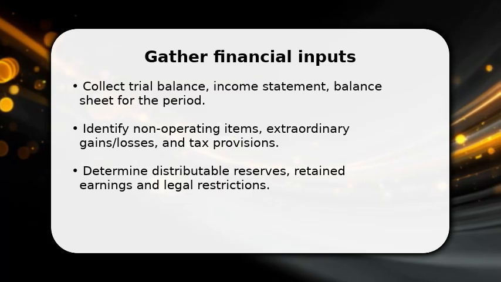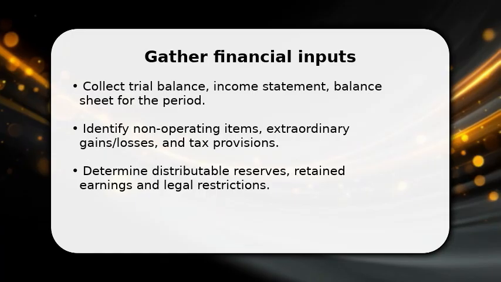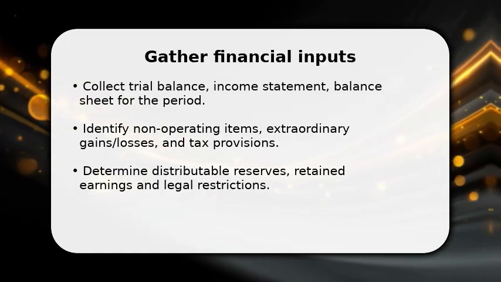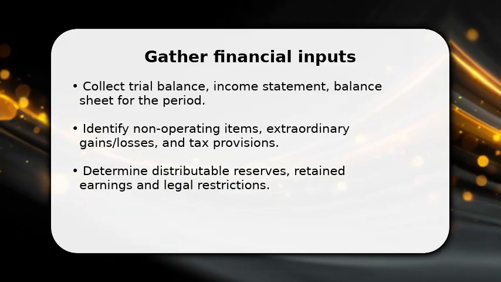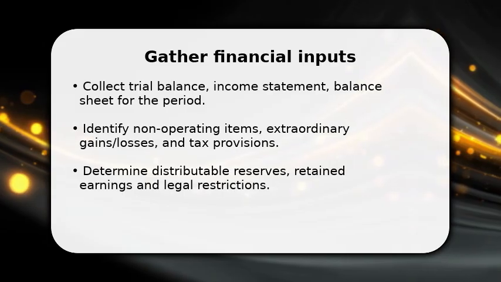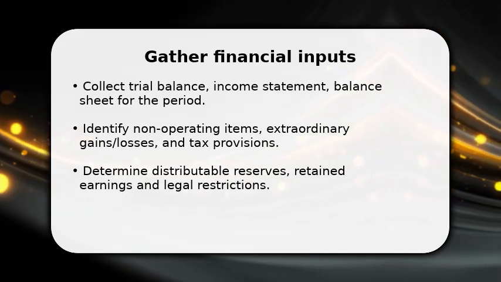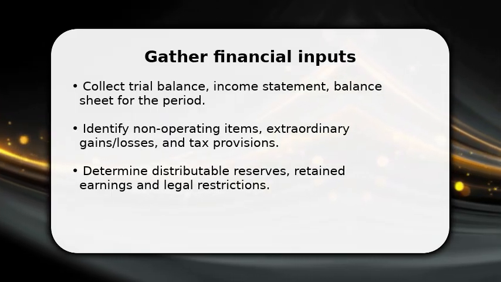Enjoy the video. Start by pulling the period financials and legal constraints. You need the trial balance, income statement, and balance sheet now. Reconcile accounts that affect distributable profit and flag non-cash items like depreciation and unrealized gains. Once done, adjust for tax provisions and any prior year corrections so the base profit reflects reality.